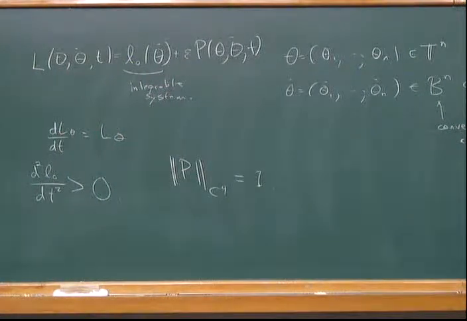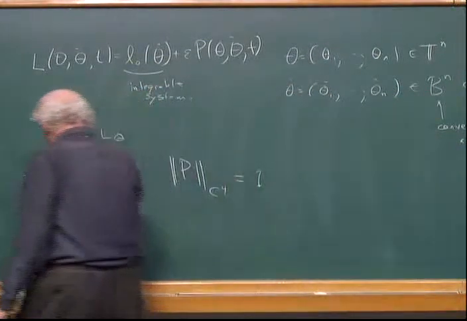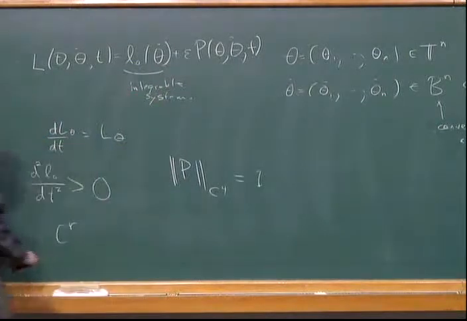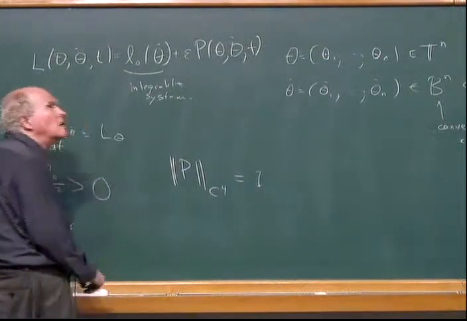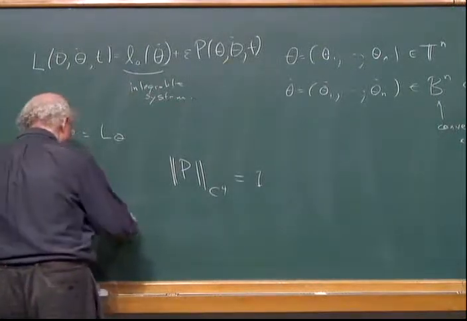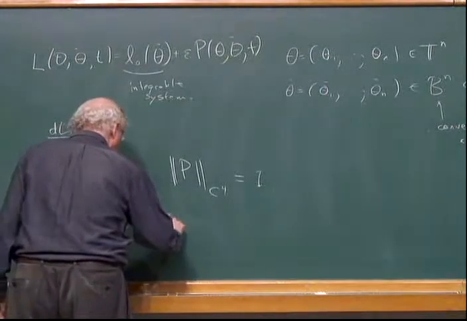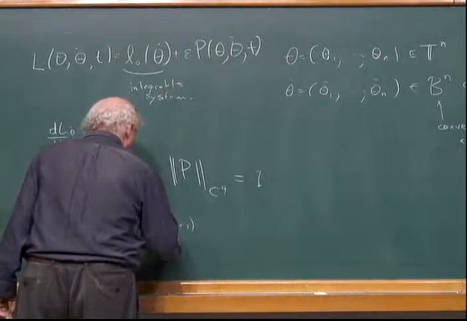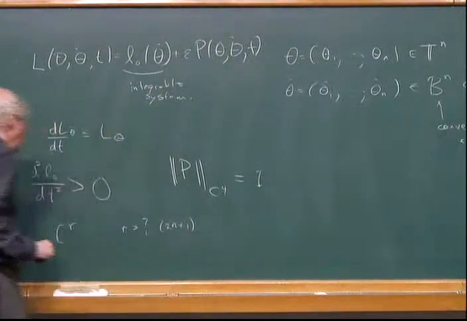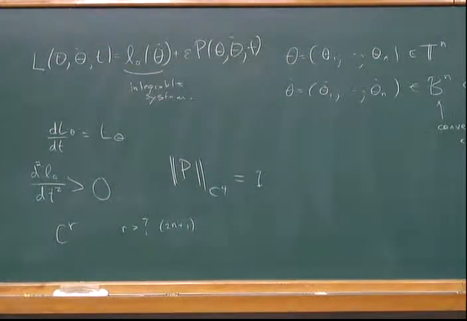So I'll write a small perturbation of an integrable system, and if this is C^r with enough derivatives, I've forgotten now, Michel Herman got the derivatives down to a minimum. I think it was n plus 1, or no, 2n plus 1. Anyway, r greater than something, 2n plus 1 maybe. Then the system has lots of invariant tori.